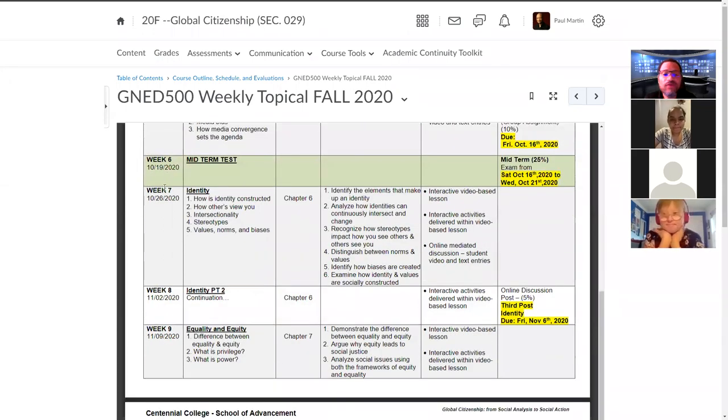Okay, then we move into week 7, which is towards the end of October. We get into identity. You'll have in the second week your post on identity. Basically, you're looking up some images and you're posting about that image, and that image has to kind of represent who you are. You're talking to us about who you are and how your identity is formed.